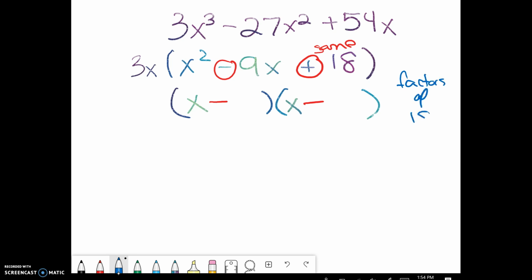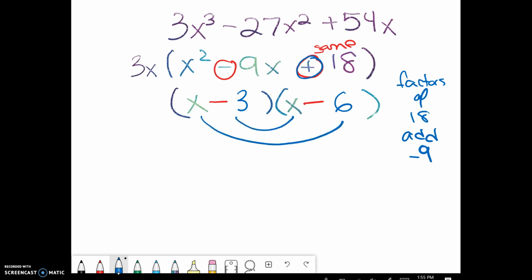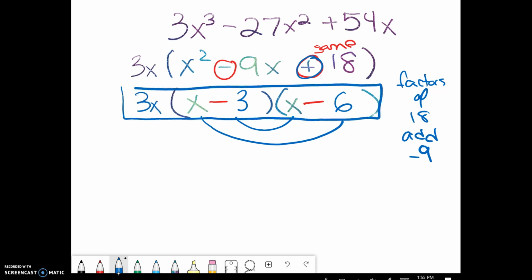of 18 that add to be negative 9, right? So 1 and 18, that's not going to work. 2 and 9, that's not going to work. 3 and 6, that works, right? So that would give me 3x minus 6x, which would be negative 9x. I'm going to go ahead and put my 3x out front, and this is my final answer.